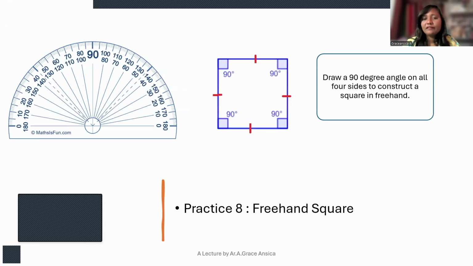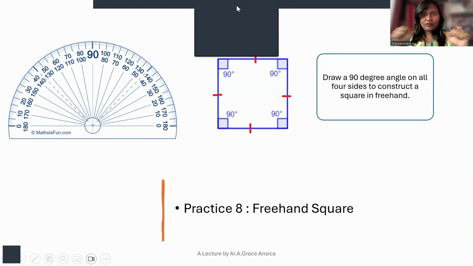Actually, we need to study the freehand square first. So how does this make? We know it is 90 degree when x and y axis stand together, right? Same way, you're going to draw a horizontal line, draw a vertical line. So this is going to make a 90 degree angle.